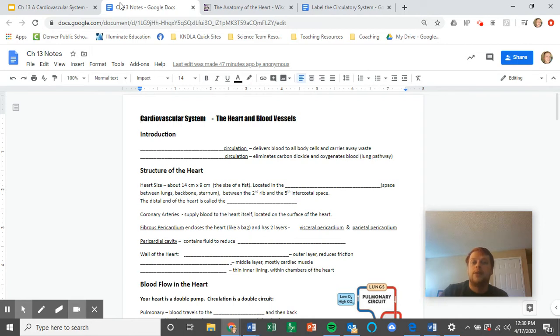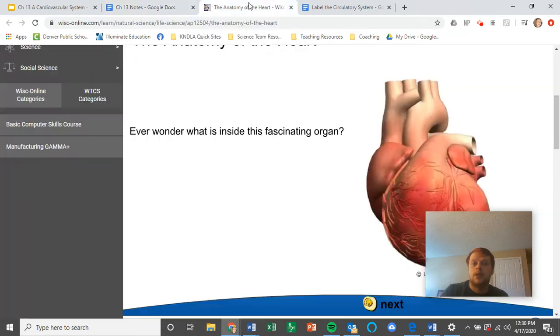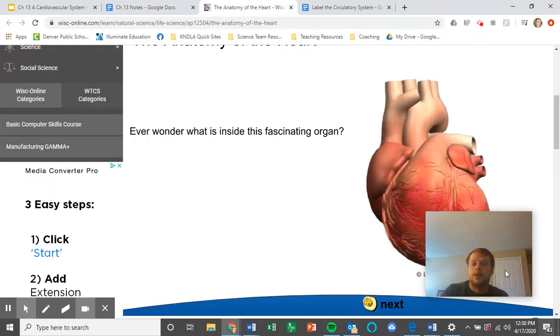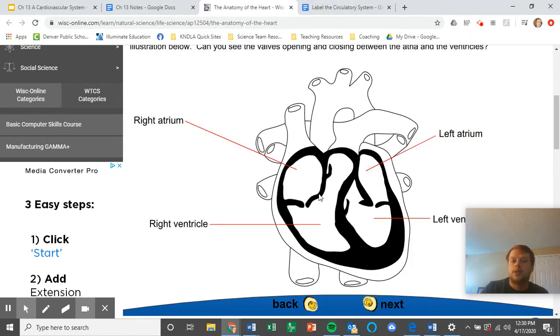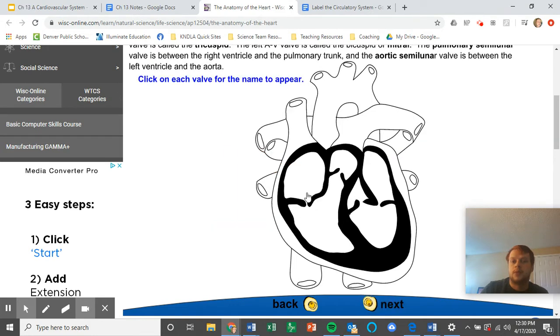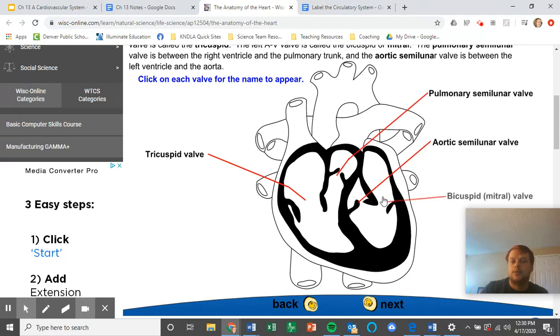Now, when we get halfway through the notes, you are going to pause the video and go to this website right here. This website is for you to explore the different parts of the heart. To navigate it, just let it load for a second because it might not pop up automatically. Then you're just going to click the next button and familiarize yourself with the different parts. See here, it lets you look at the different valves. Remember, you have 4 of those.